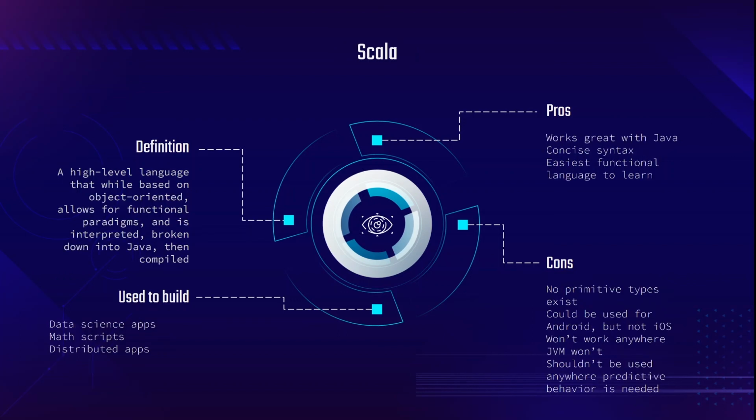Scala. This is the only functional language I'll be talking about today. So it is a high-level language that is based on object-oriented languages. It allows for functional paradigms and is interpreted, broken down into Java, and then compiled. So it can be used to build data science apps, math scripts, and distributed apps. Functional language is really good for math, really good, and for databases.